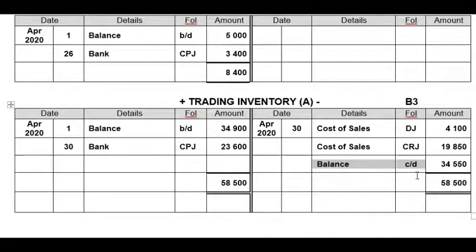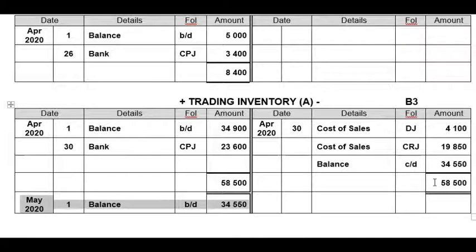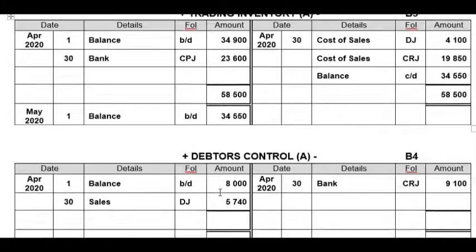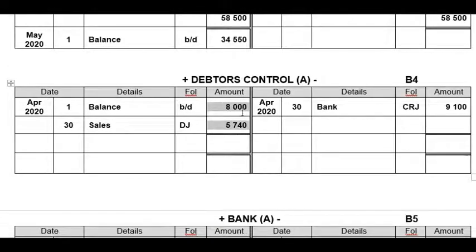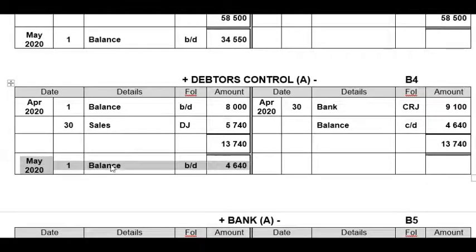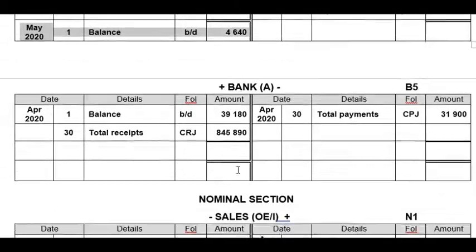You will carry this balance down below the double lines on the opposite side, saying when May starts, our opening balance for trading inventory is 34,550 Rand. The same with debtors control, so you add these two values together, you write the total in both double lines. On the smaller side, you say this value minus this value gives you 4,640. This is the balance that you will carry down to May on the opposite side. So on the 1st of May, the balance that you've brought down is 4,640.